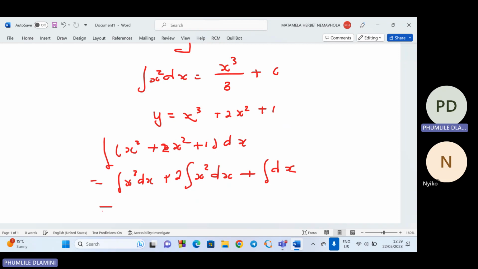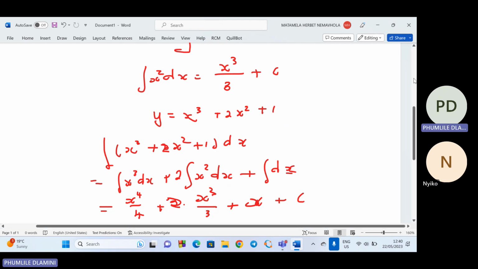Now the result, if we integrate x cubed, is x to the power 4 over 4, plus 2 times x to the power 3 over 3, plus x. When it's just the integral of dx like this, the result is just x. Plus, again, the constant.